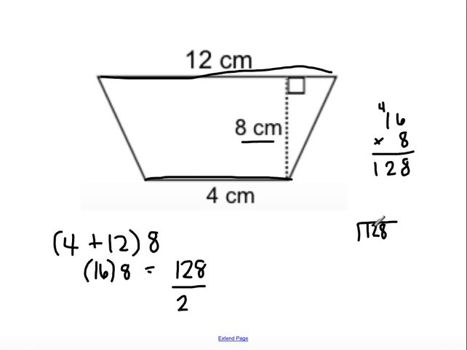So 2 goes into 12 6 times. We get 12. Bring down our 8. Sorry. 2 goes into 8 4 times. So we have an answer of 64. And then we need to make sure we label, again, centimeters, so square centimeters.